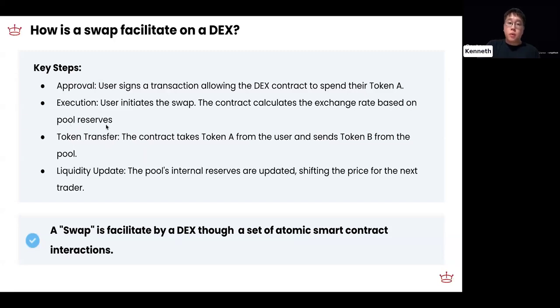Then the token transfer happens with the LP, where you take the token from the user, send it to the LP, and the LP sends back the target token that you want. Generally the liquidity pool is then updated automatically, and the price adjusts automatically. In summary, a swap is something that's facilitated by a DEX through atomic smart contract interactions.